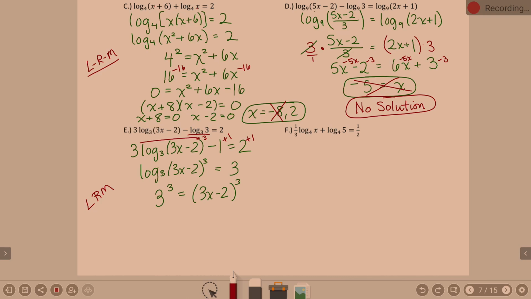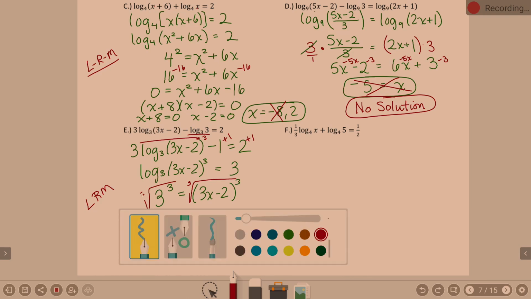One option would be take 3x minus 2 times 3x minus 2 times 3x minus 2. Yuck. That's just not going to be pretty, because then you still have to backtrack and solve it. 3x minus 2 raised to the third. How can I get rid of that third? You can take the cube root. If you take the cube root on one side, you gotta do it to the other. You take the cube root on the other side, which just leaves you with.